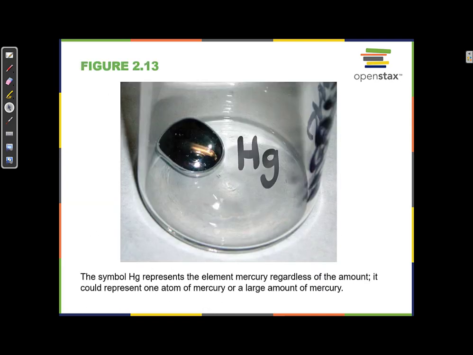So here's a drop of mercury and its chemical symbol, Hg. Hg stands for the element mercury, and it could be one atom of mercury, or it can be the amount that's in this beaker here, which is trillions and trillions and trillions of atoms of mercury.